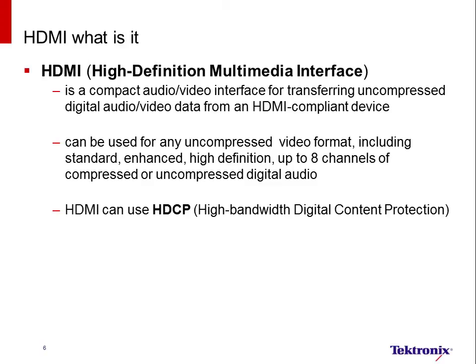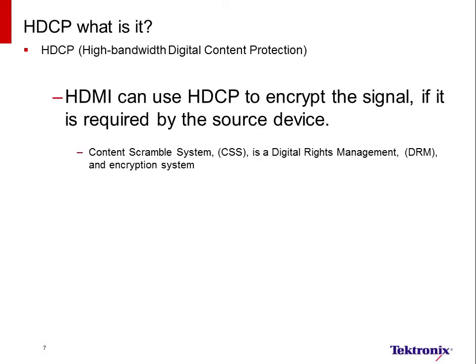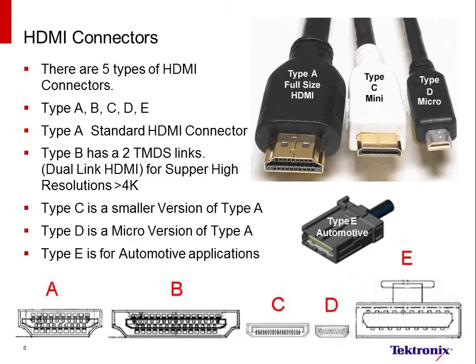HDMI also makes provisions for the use of HDCP, which is the High-bandwidth Digital Content Protection for doing encryption of the content data. As stated in the previous slide, HDMI can use HDCP to encrypt the signal if it is required by the source device. The content scrambling system is a digital rights management system for encrypting the source data being sent to the receiver. There are 5 different types of HDMI connectors: Type A, B, C, D, and E.